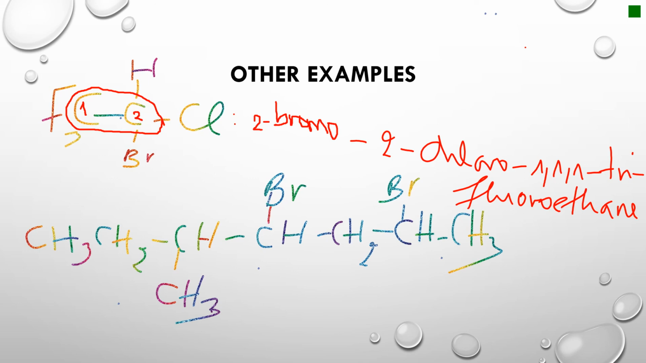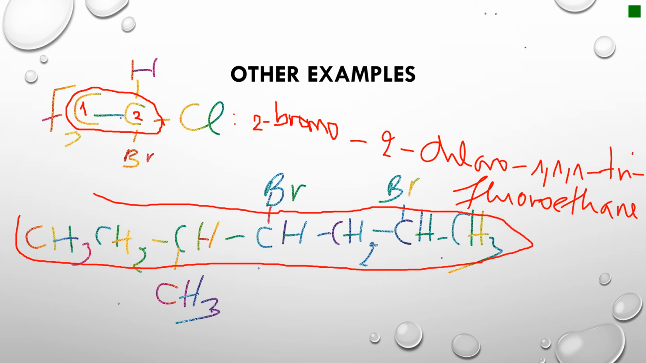Second molecule, the parent chain is... and we number the chain from the right to the left. 1, 2, 3, 4, 5, 6, and 7.